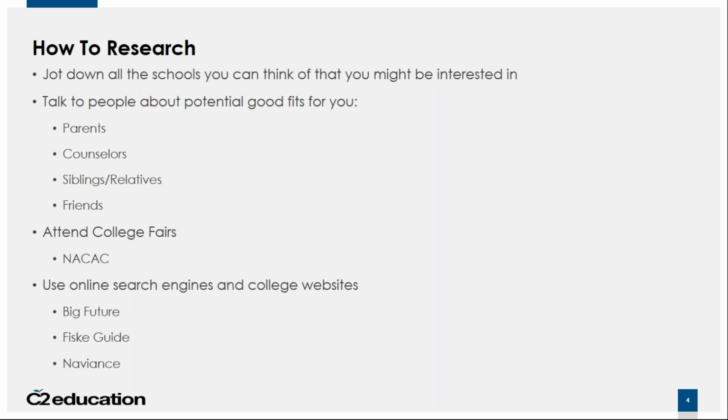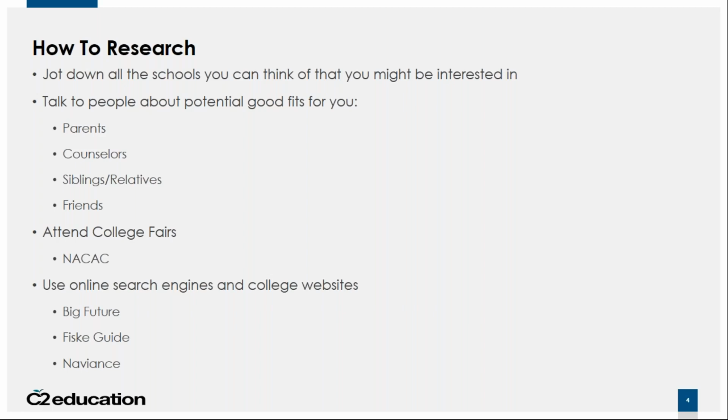And if not that, use online search engines. Again, Big Future, Naviance, College Data. There are all sorts of engines that you can look at to find information about the college. And of course, the websites. Go to the websites of any of the schools that you are at all interested in and look through their course catalog. Look at who their teachers are. Look at their clubs. Look at what the area around the school is going to be like. You're going to be spending 4 years there.